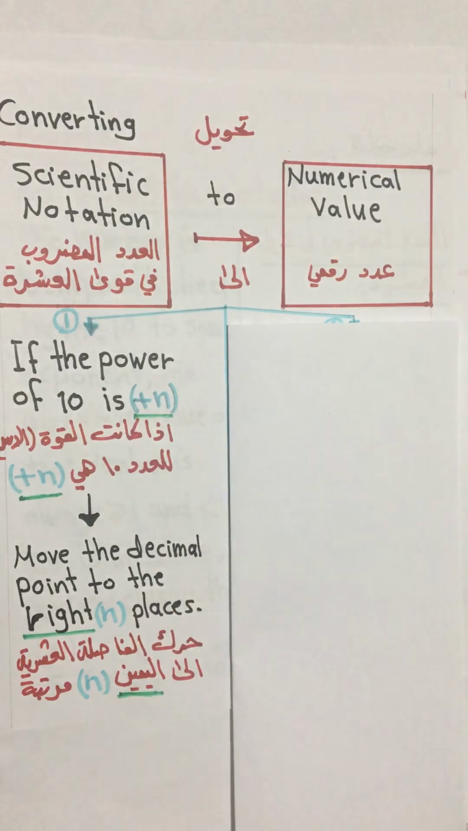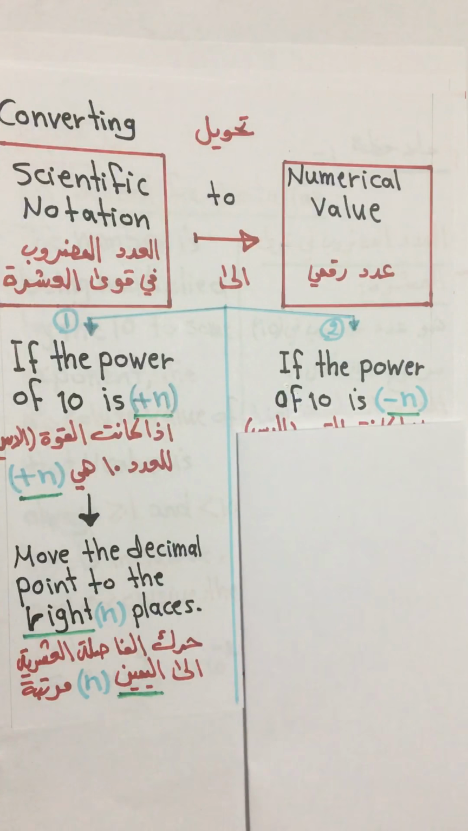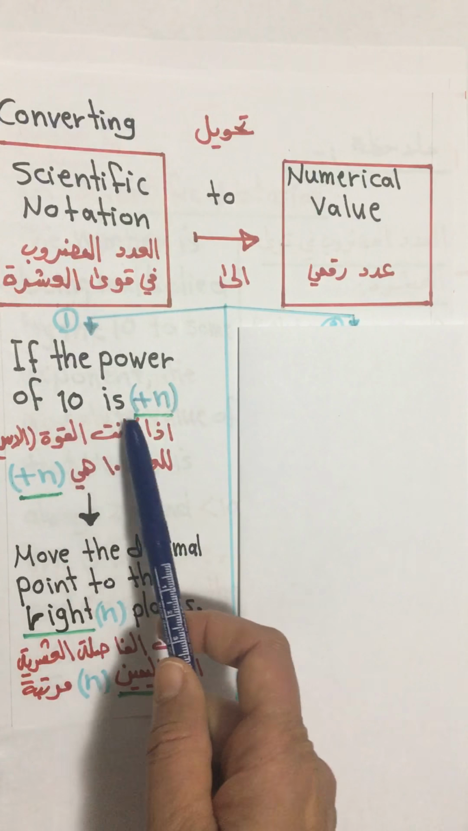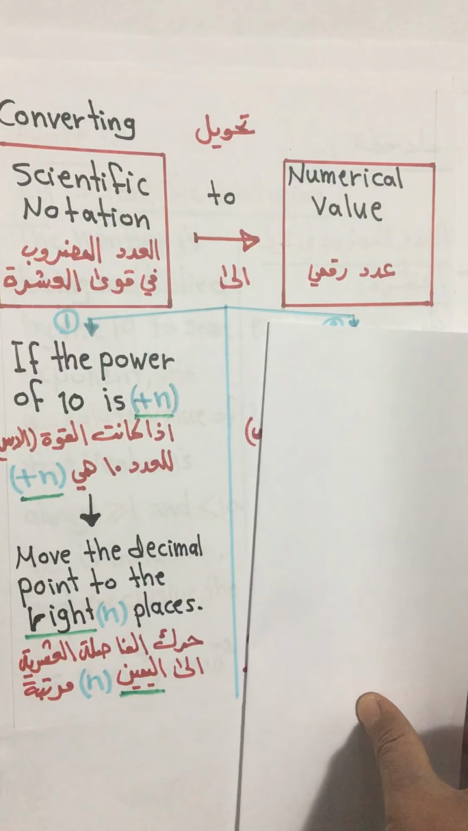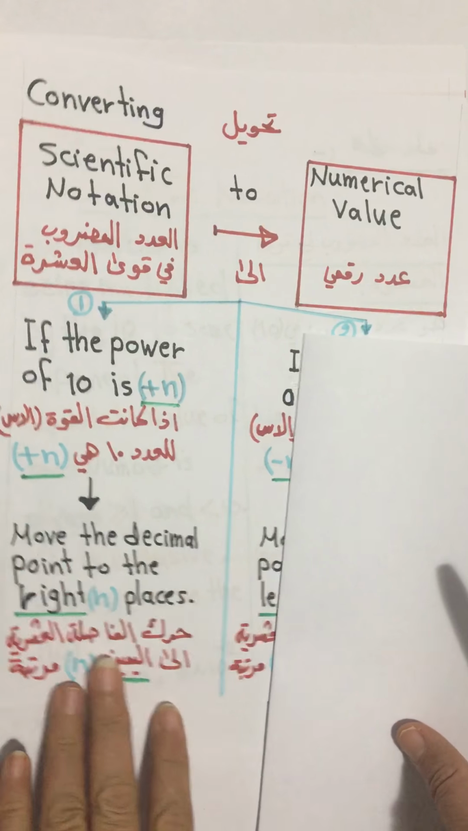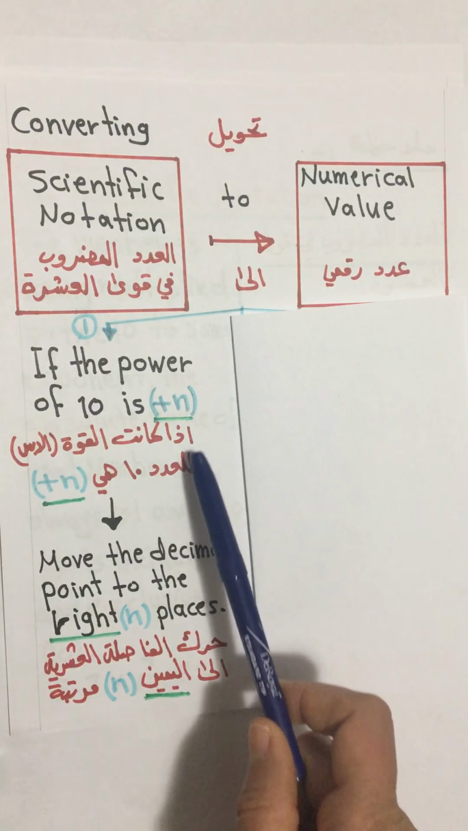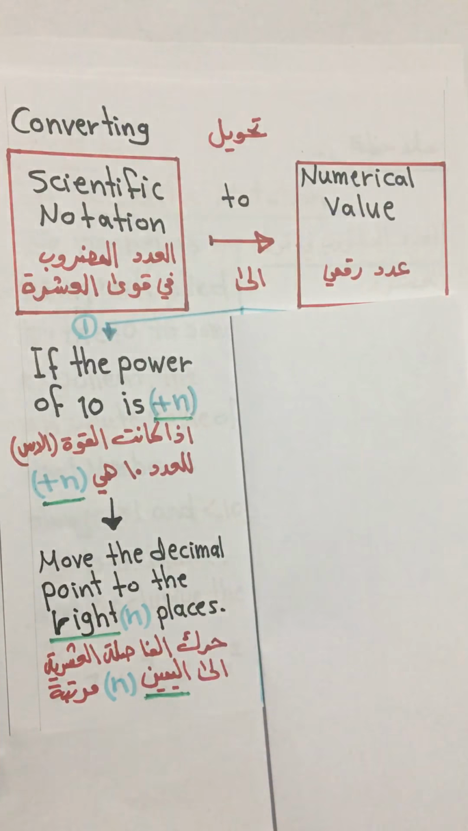If the power is positive or negative, I have two options. If the power of 10 is positive n, where n is a positive integer, move the decimal point to the right n places.